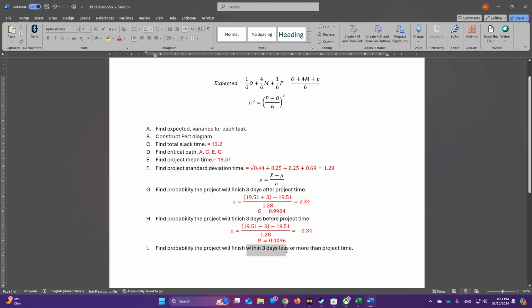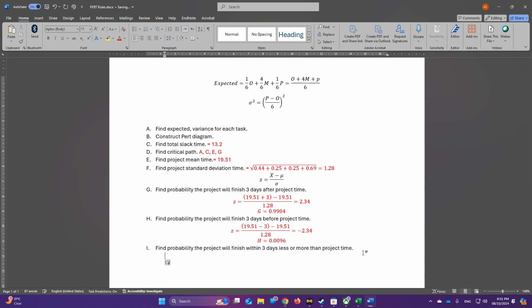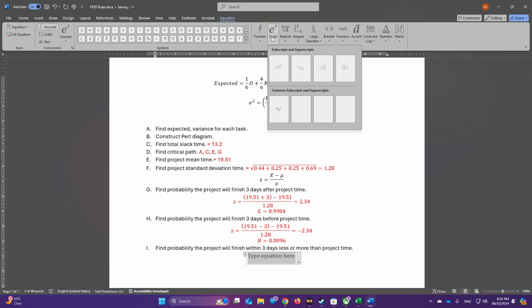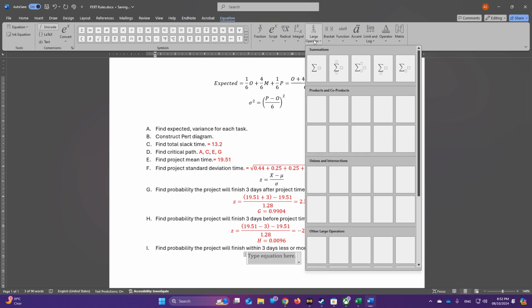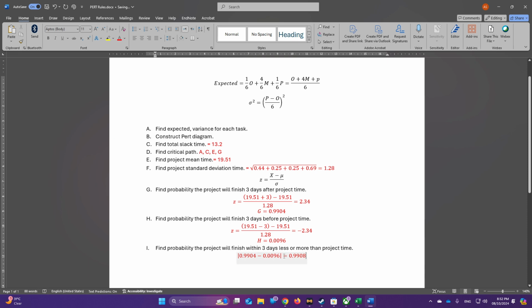Now finally, to get 3 days less or more, it depends on those two values, and you need to get the difference between them, which is basically the absolute. Let me just do it. We need to get the absolute here. Finally, we get this value 0.9808. So the probability that we finish within 3 days is very likely, as you can see here.